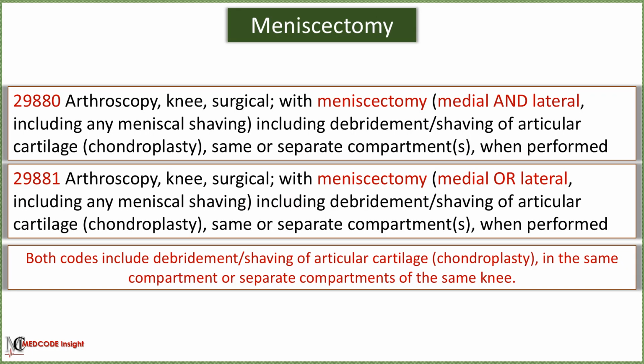During a meniscectomy, the surgeon removes a piece of the torn meniscus or the entire meniscus. CPT code 29880 reports a meniscectomy in both the medial and the lateral compartment, while CPT code 29881 indicates a meniscectomy in either the medial or lateral compartment. Both codes include debridement or shaving of the articular cartilage or chondroplasty in the same compartment or separate compartment of the same knee.